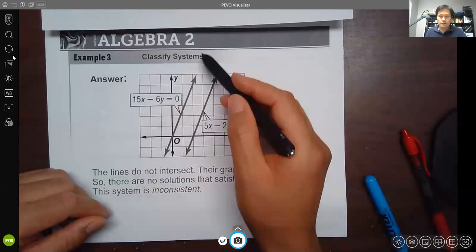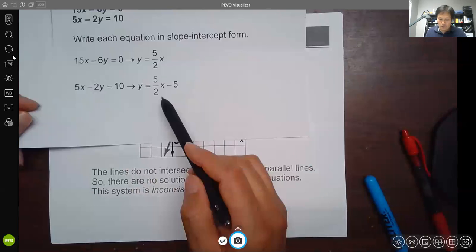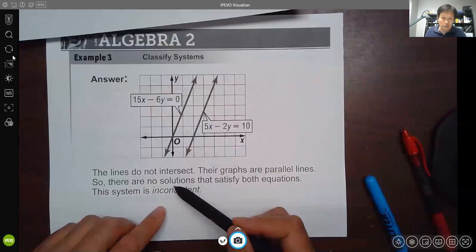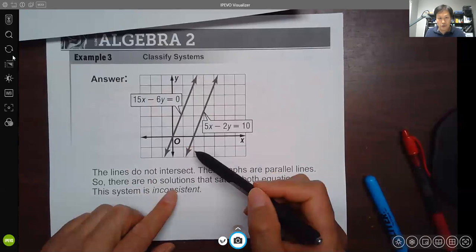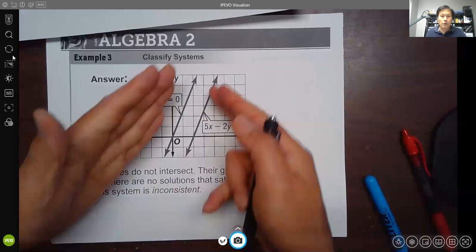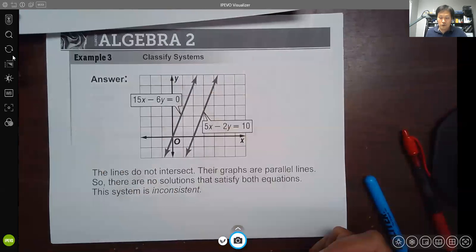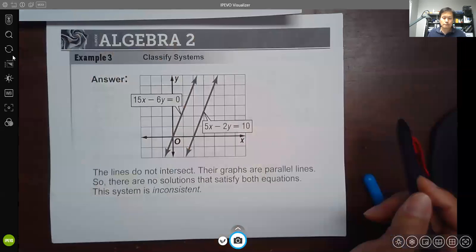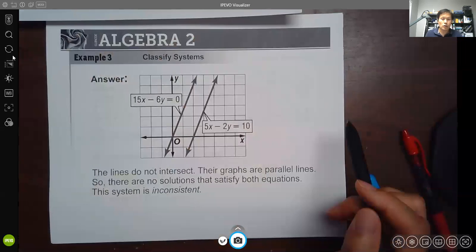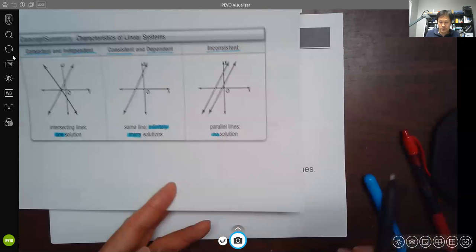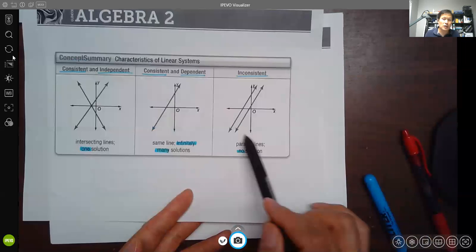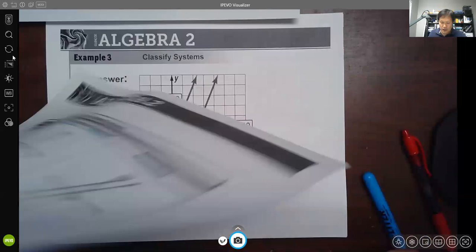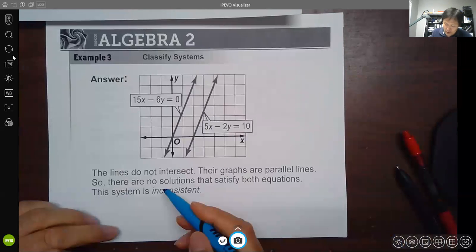Same thing with minus 5. You go to minus 5 down here, then up by 5, run by 2. So you graph the points and the lines. It will be parallel. Parallel means no solution. Again, you should know this. No solution means inconsistent. So what's the answer? Inconsistent.